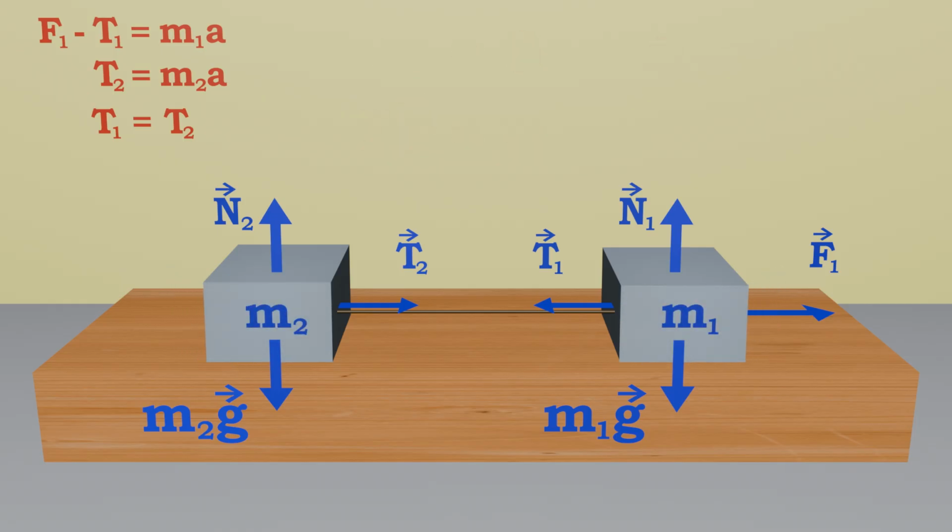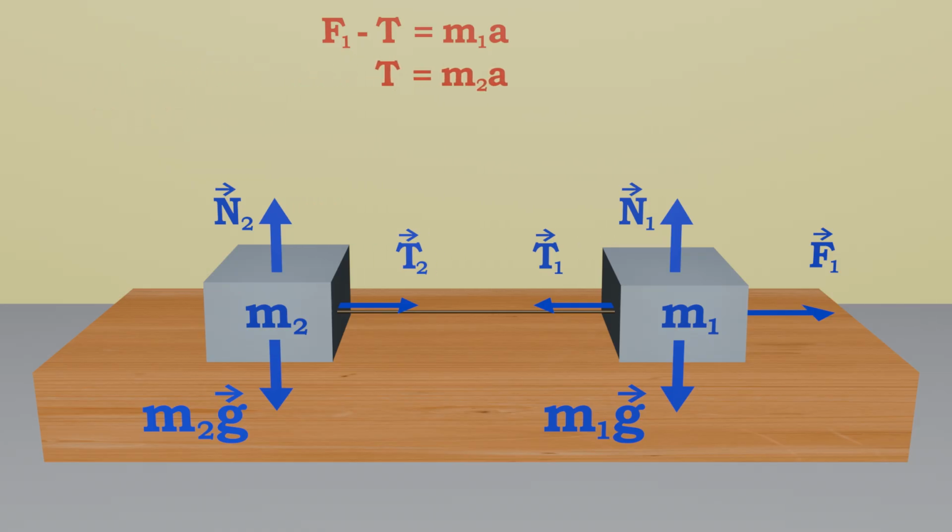Now we can simplify our equations by replacing T1 and T2 with just T. F1 minus T equals m1a, and T equals m2a. To find the acceleration, we can substitute T with m2a in the first equation. And by solving this equation for a, we finally get a equals F1 divided by (m1 plus m2). Finally, to find T, we simply multiply m2 by a.